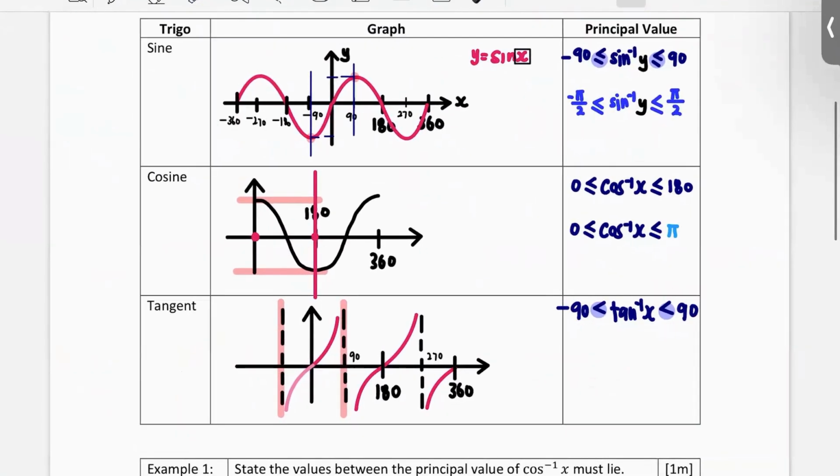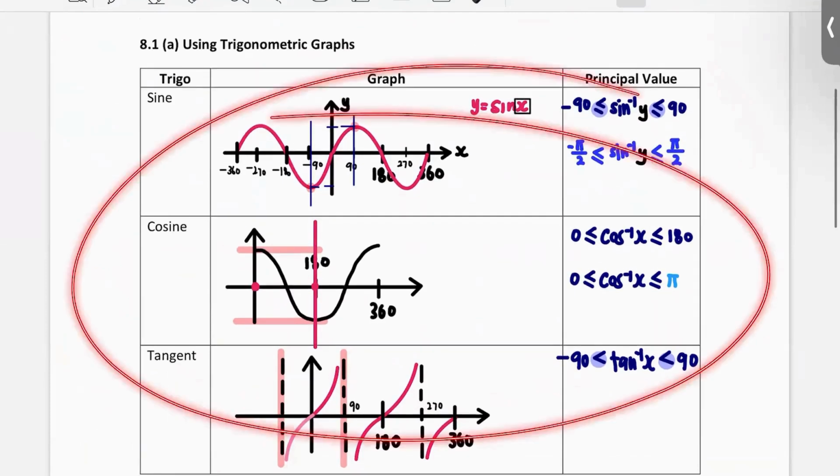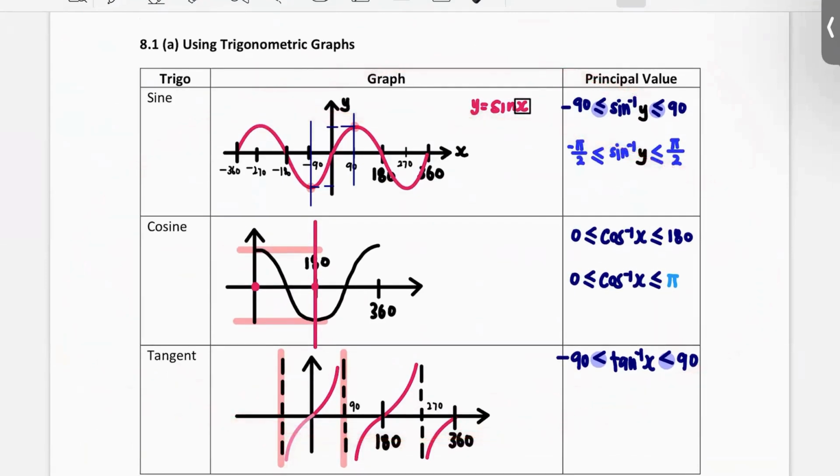Okay, so when I was a student, the easier way out was to memorize. Okay, but now we can see what's the reason. So you're taking the x values, which is the angles, where you have all the y values, your -1 to 1 or your negative infinity to infinity. So this is my principal value, the idea of it.